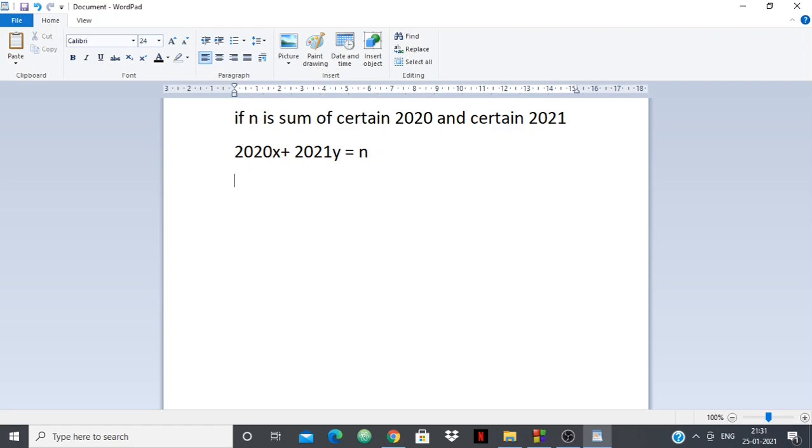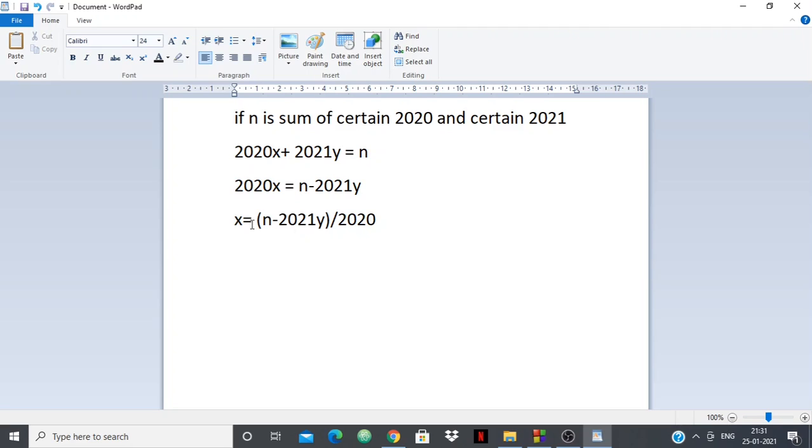If I say 2021y is equal to n minus 2020x, that is correct, right? Or let's try it like this. Let's keep x on the left hand side. So I can say 2020x is equal to n minus 2021y, right? I just simply moved this term to the right hand side of the equation. Now x will be what? x will be (n minus 2021y) by 2020. Simply, right? So from this equation, I just took the value of x.